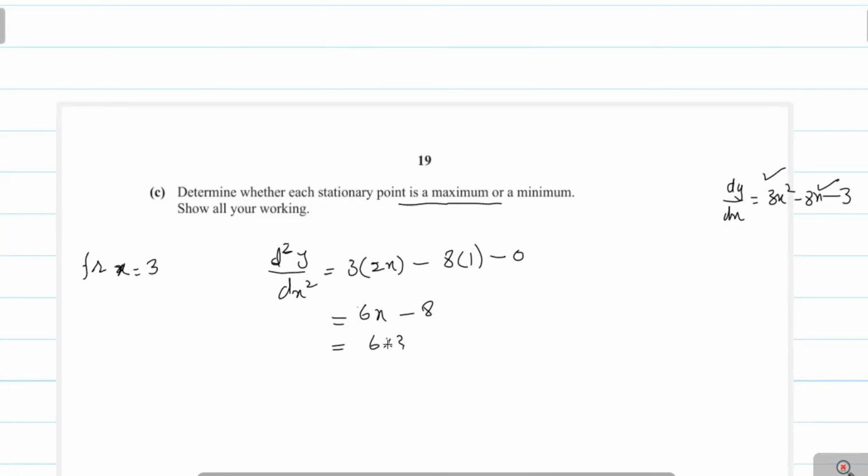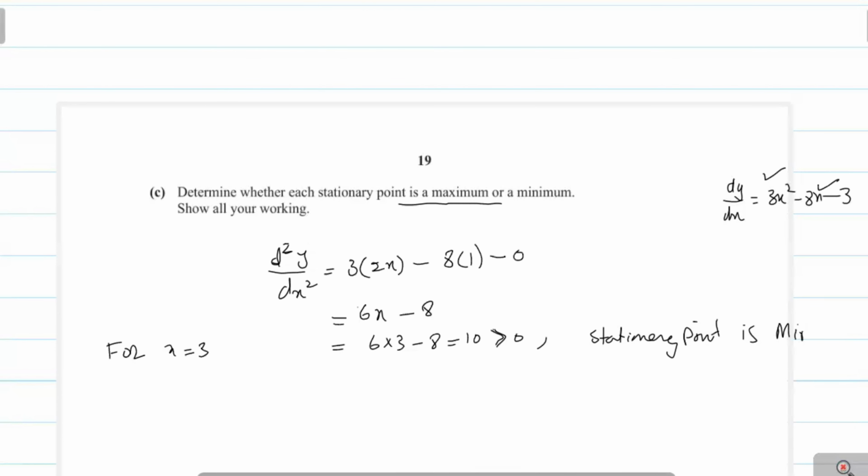We write 6 into 3, 18 minus 8 is 10. This is greater than 0. Therefore, the stationary point is a minimum at x equal to 3. And here x equal to minus 1 over 3, this equals 6 into minus 1 over 3 minus 8, this equals minus 10, which is less than 0. Therefore, the stationary point is a maximum at x equal to minus 1 over 3.